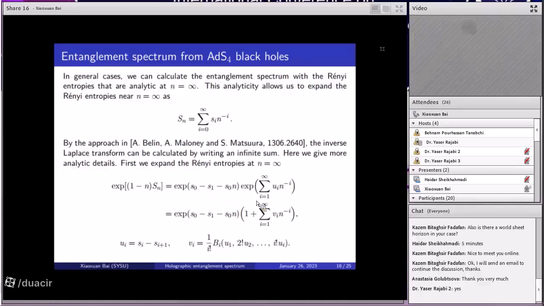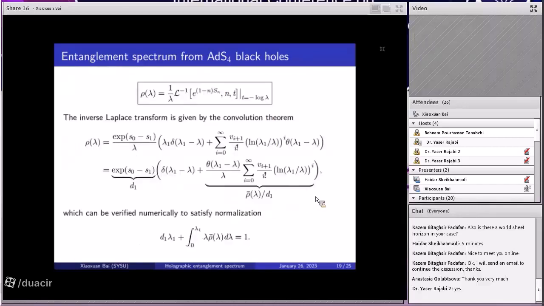We can write the coefficients of the series by the polynomials, but it's okay to ignore the technical details. Anyway, the inverse Laplace transform is given by the convolution theorem. The results include one delta function determined by the largest eigenvalue and a continuous part. The constant term in front of the delta function is the degeneracy of the largest eigenvalue.